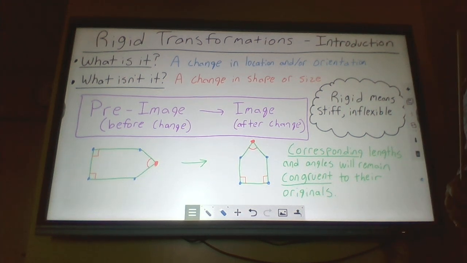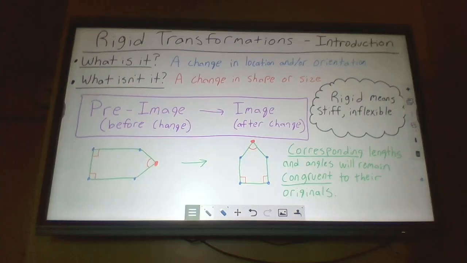This is an introduction to rigid transformations. In this video, we're going to go over what a rigid transformation is at its basic. We'll go over the three types of rigid transformations briefly, and we'll also discuss the essential vocabulary for the unit.